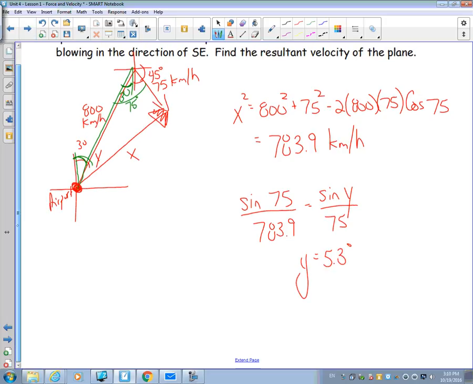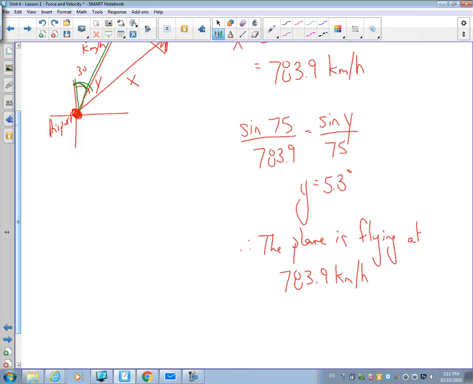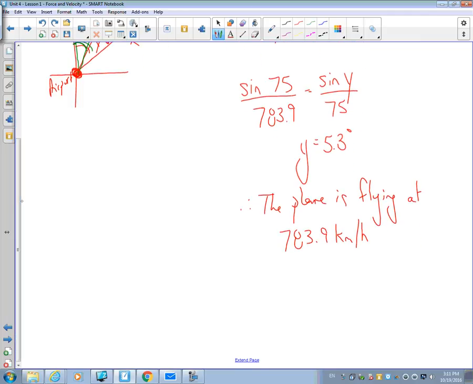So for our therefore, our answer, we say the plane is flying at 783.9 kilometers an hour, and it's flying, well, it was originally going north 30 east, but we've added a little bit to that, right? The addition of y here. So it's not 30 anymore, now it's 35.3 degrees east.